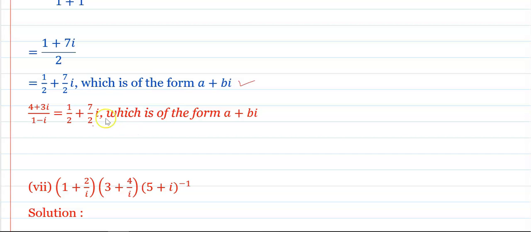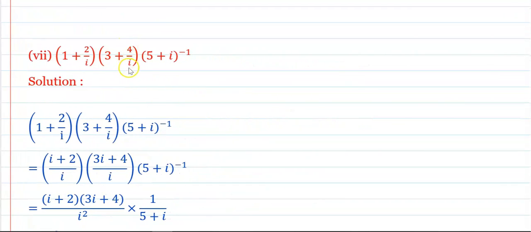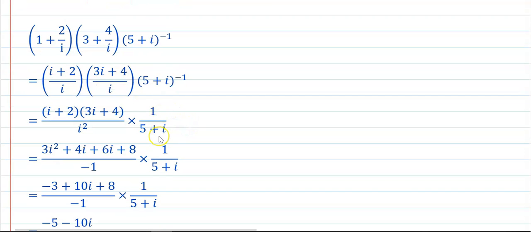Now the next one. Next multiplication: (1 + 2/i) into (3 + 4/i) into (5 + i)^-1. Now the multiplication: i into 1 you will get i, plus 2 upon i; i into 3i, you will get 3i, plus 4 upon i into (5 + i)^-1. This power -1 brought down will become plus. i into i, you will get i². So (i + 2)(3i + 4).